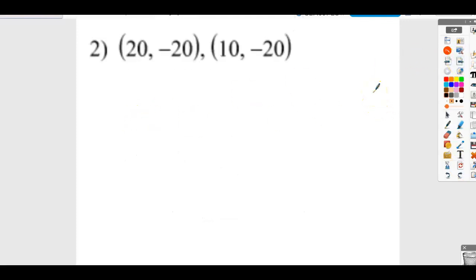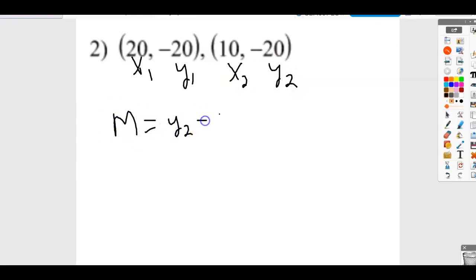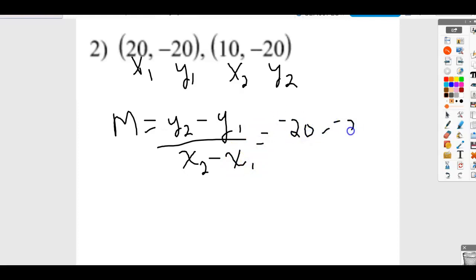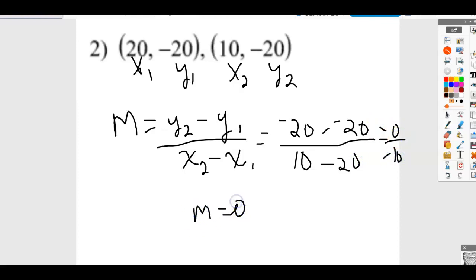On this one, you would again label x1, y1, x2, y2, and your slope is y2 minus y1 divided by x2 minus x1. So you have negative 20 minus negative 20 divided by 10 minus 20, and that will give you 0 divided by negative 10, which is just 0. So your slope is 0.